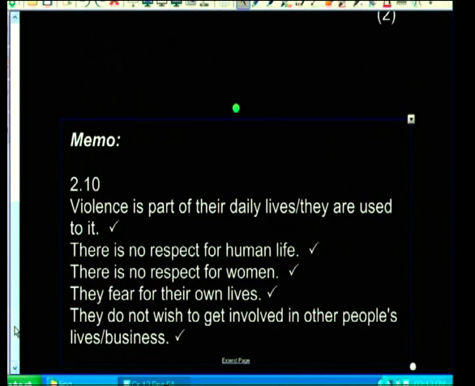if you said violence is part of their daily lives, they are used to it. That is why they don't react. Also, what they've noticed is that there is no respect for human life. There is no respect for women. They fear for their own lives. They do not wish to get involved in other people's lives or business.